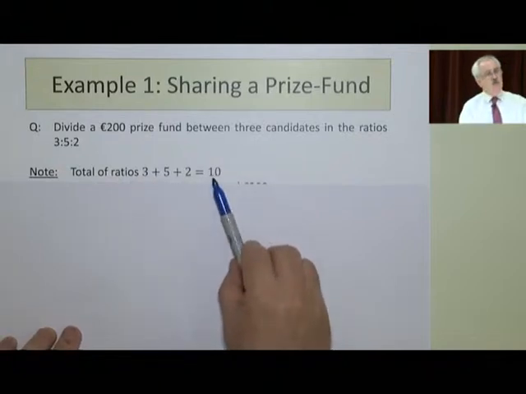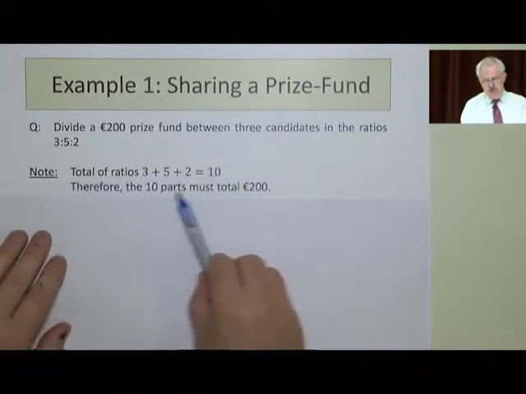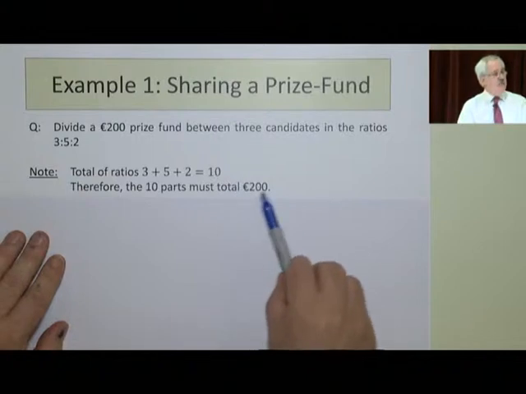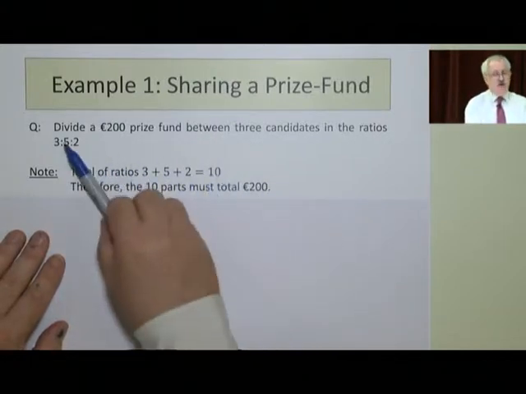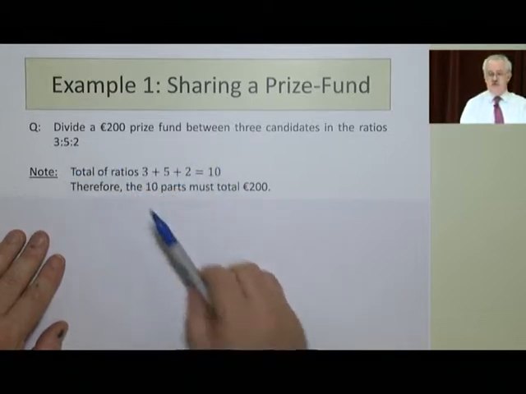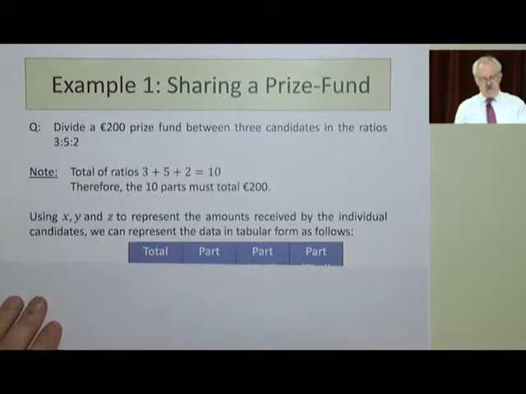3 and 5 and 2 give you 10. Therefore, there are 10 parts of the 200. Somebody's going to get 3 of it, somebody's going to get 5 of it, and somebody's going to get 2 of it. How do you split this?